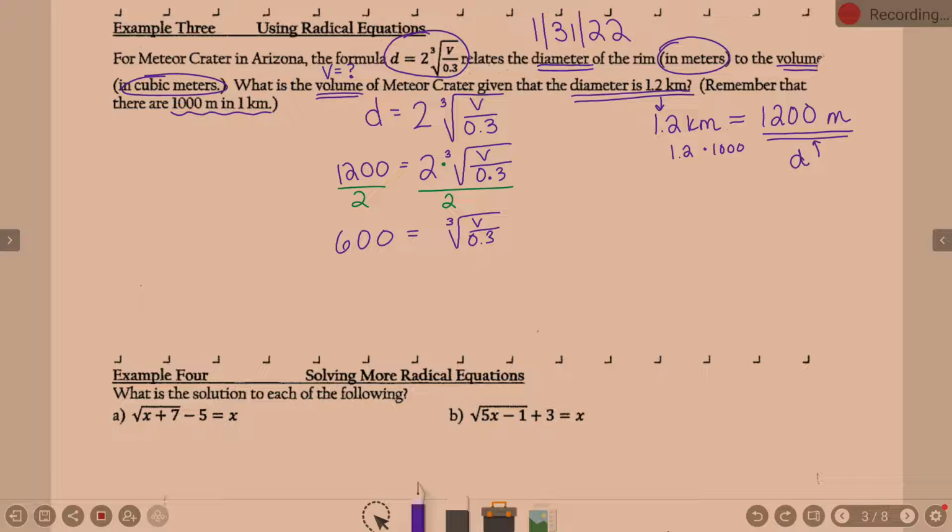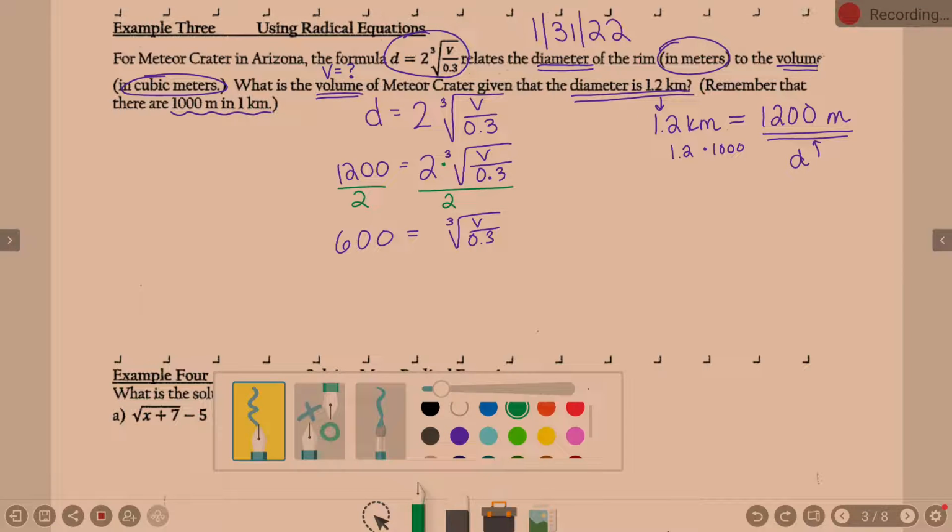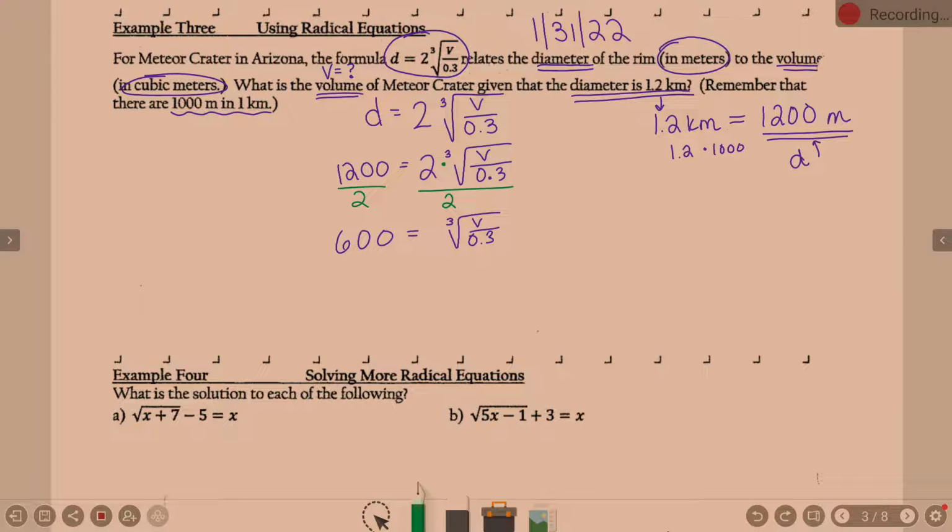Is my radical by itself? Yes, I have that cube root with stuff under it. Is there anything outside of it hanging on? No. So if the radical is by itself, what do I do? You can do it right. Now I'm ready to cube it.